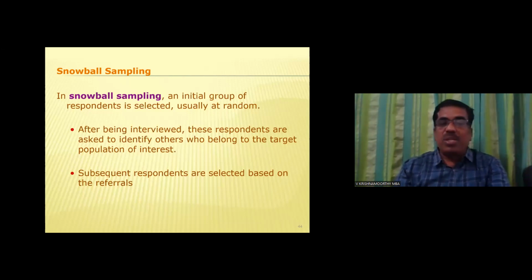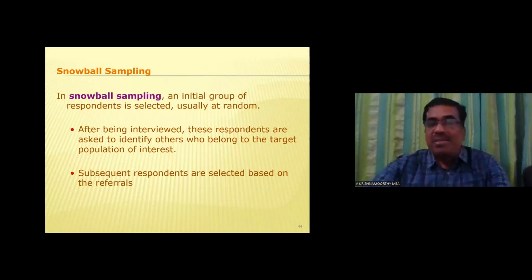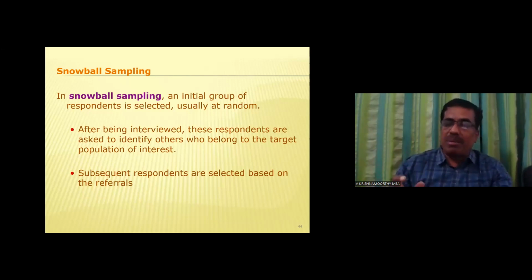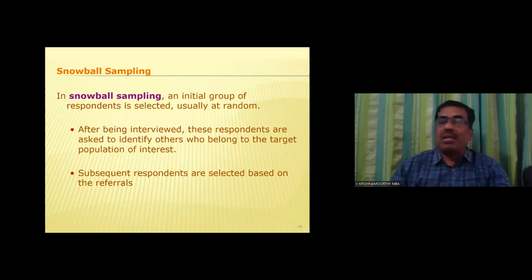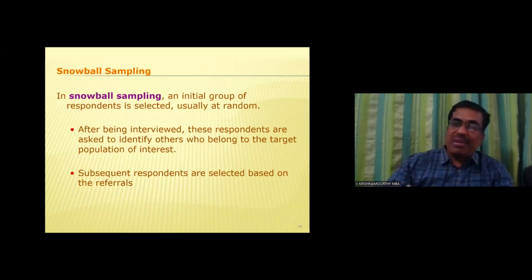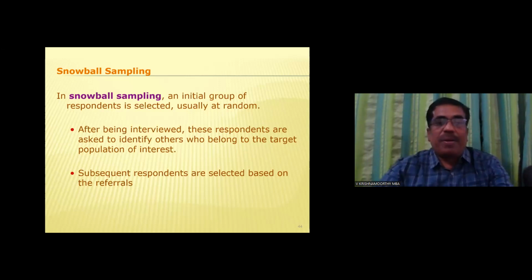Okay. So subsequent respondents are selected based on the reference of the previous respondent. This method is known as the snowball sampling method. In the snowball sampling method, an initial group of respondents is selected, usually at random. Subsequent respondents are selected based on the references given by the previous respondents. Okay.